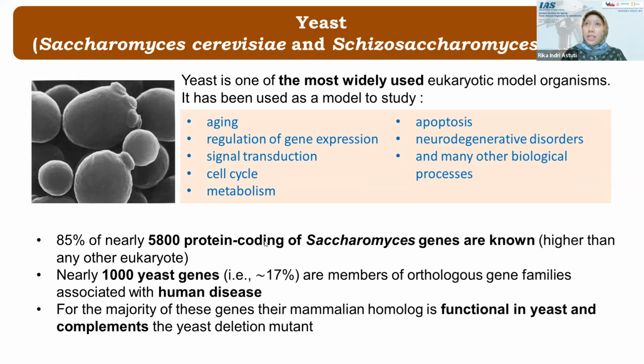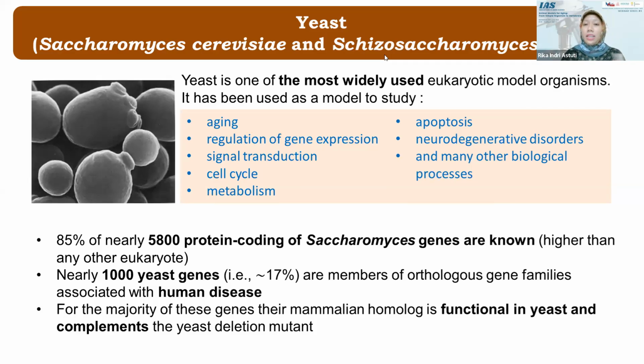Among the advantages, and also some of the disadvantages, of using yeast as a model organism, we can see here that three points make it a relevant and sophisticated system to study aging. Nearly 1,000 yeast genes, or approximately 17% of its genome, are members of orthologous gene families associated with human disease, and some of the genes involved in aging are complementary between yeast and the human system, which supports the relevance of using yeast as a model organism. And Saccharomyces cerevisiae and Saccharomyces pombe have been fully sequenced. I mean, the DNA has been fully sequenced, and all this data is publicly available.